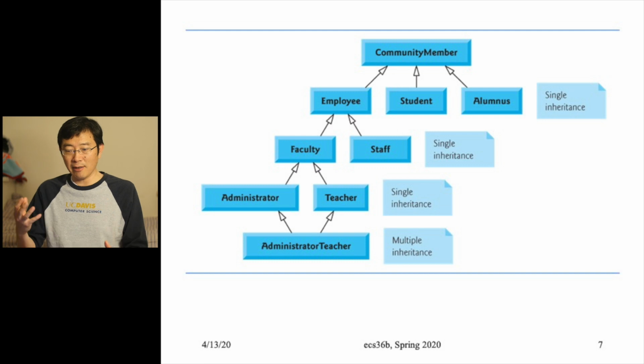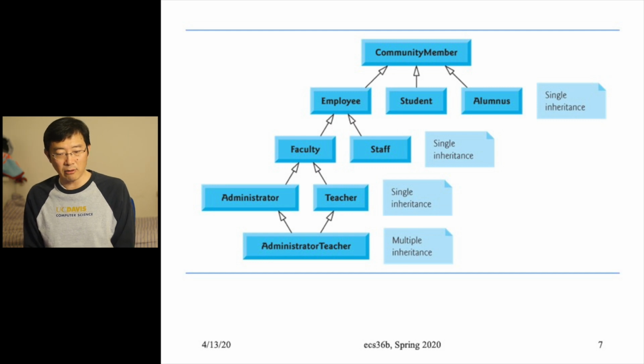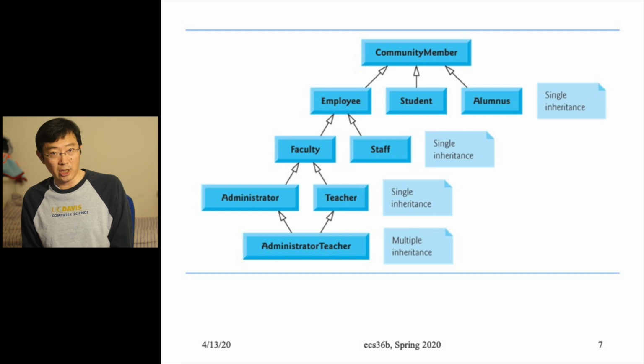They're inheriting from each other. For example, at the root of the tree is called community members. And community member could be employee, student, or alumni, and then the employee could be faculty and staff, the faculty could be administrator, or it could be a teacher.